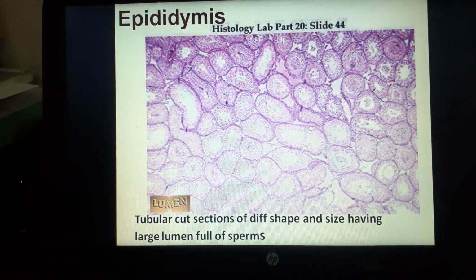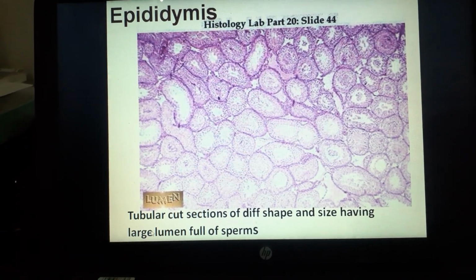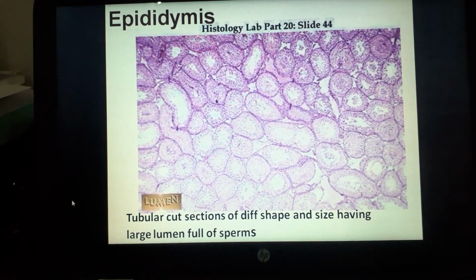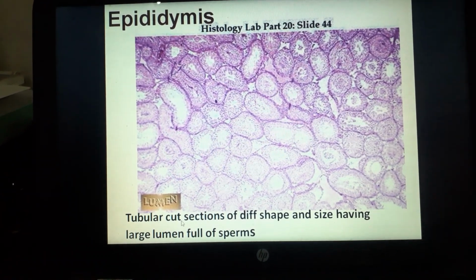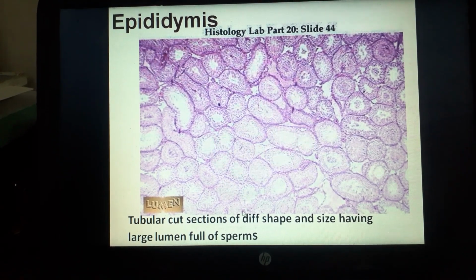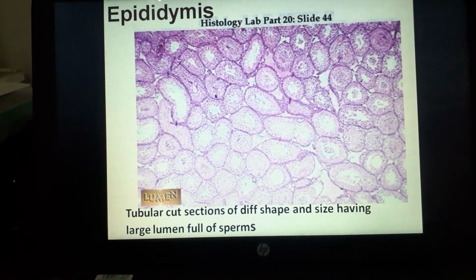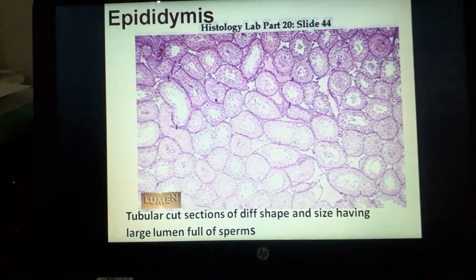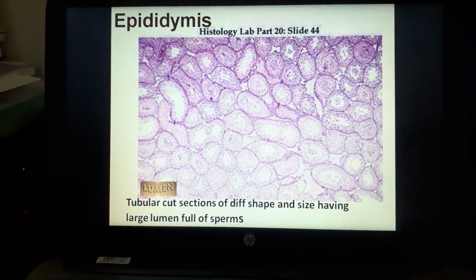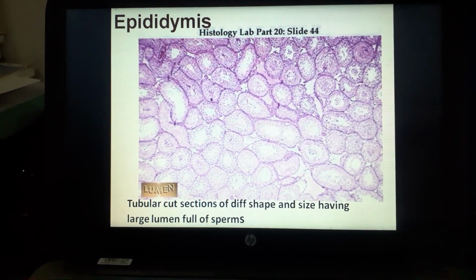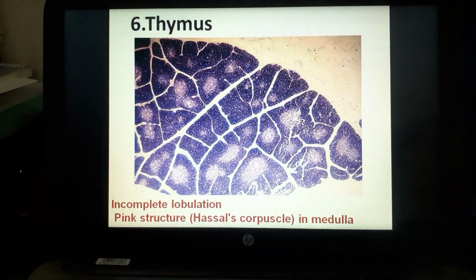Then epididymis, it looks like acini. It is not acinar structure, not glandular, but looks like acini due to the cut section of the tubule. There are many tubules of varied size, different shape and size, having large lumen full of sperm. So epididymis: different shape, size, tubular cut section, full of sperm.